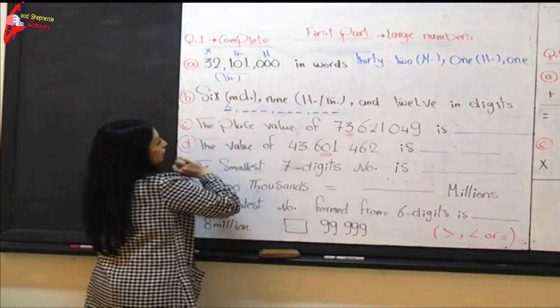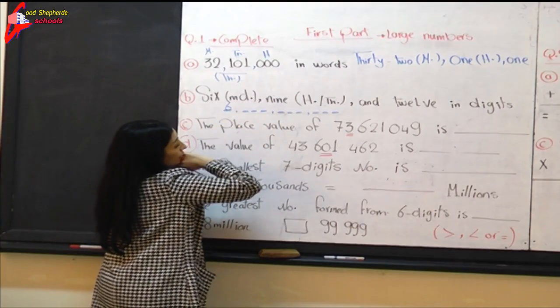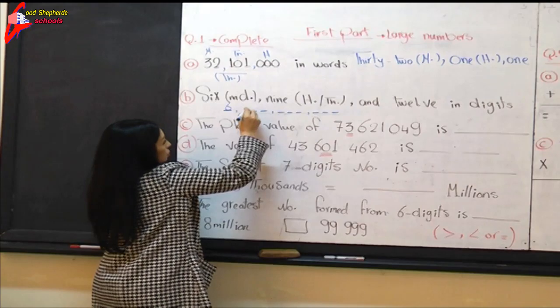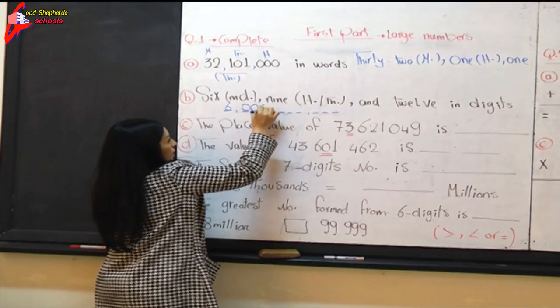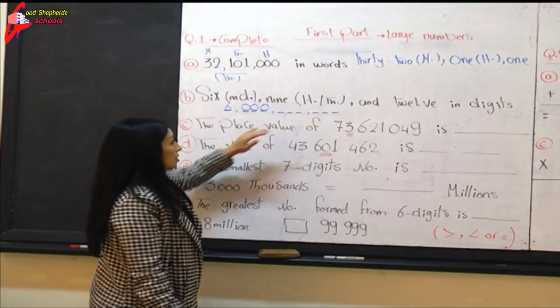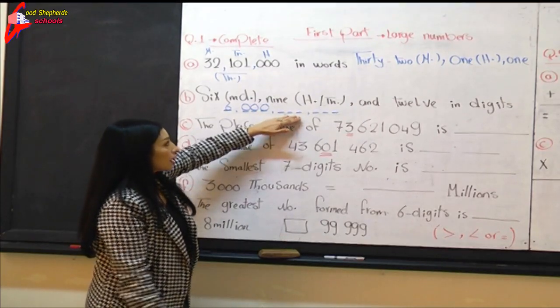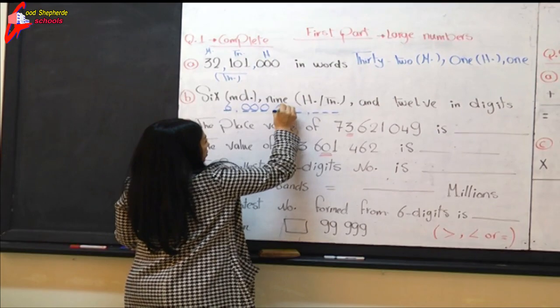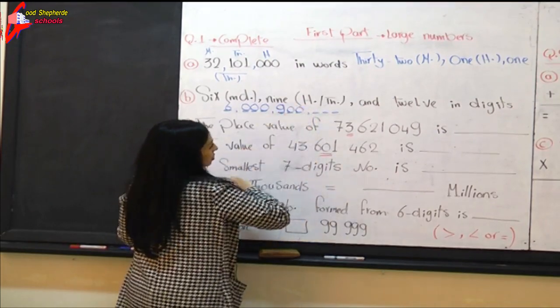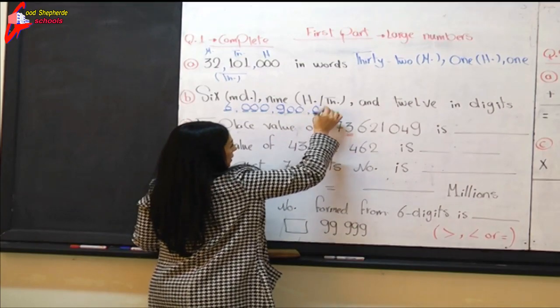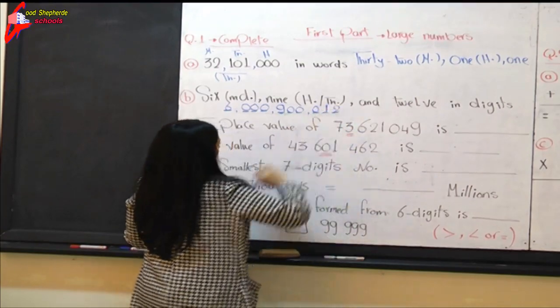6 at milliards, 900 at 900,000. We haven't any digits in the millions place. Write 3 zeros. What is in the thousands place? 900,000. And 12 at the hundreds place. 1 2.